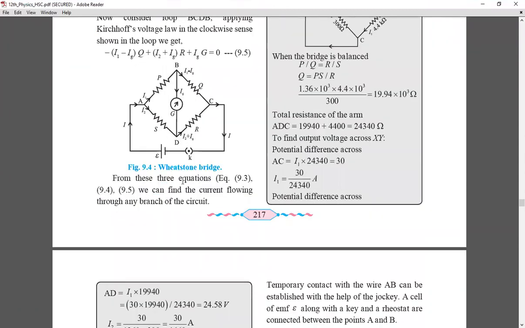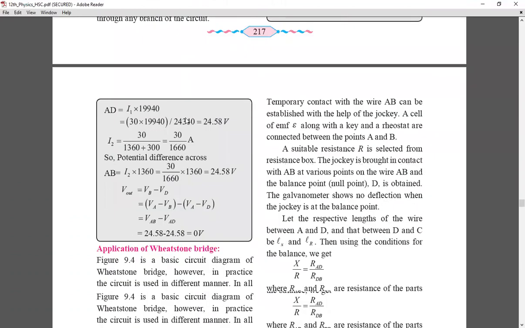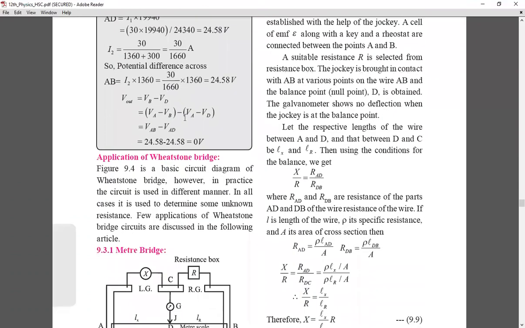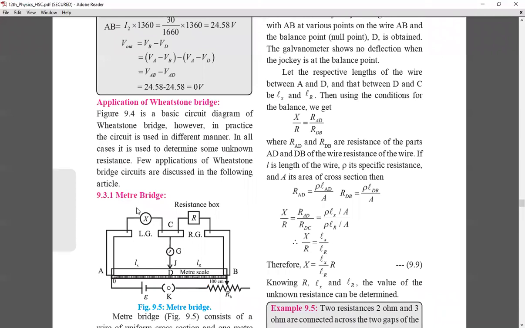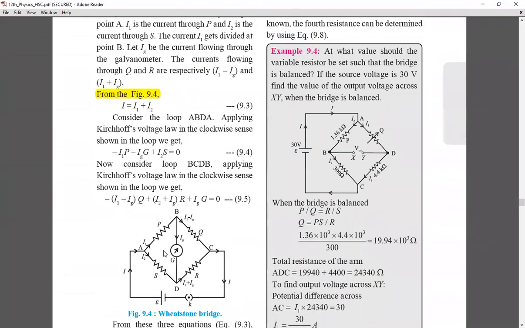In the next video we will see the meter bridge, which is not an application, it is just a modification of the Wheatstone bridge. In the Wheatstone bridge we have to use a trial and error method for choosing the three known resistances to make the galvanometer deflection zero. So we will see that in the next video. Thank you.